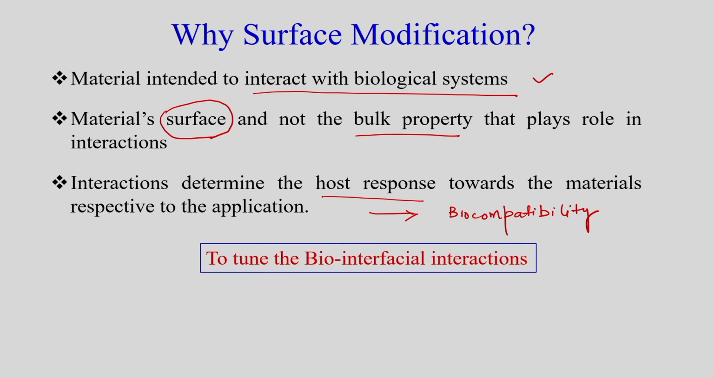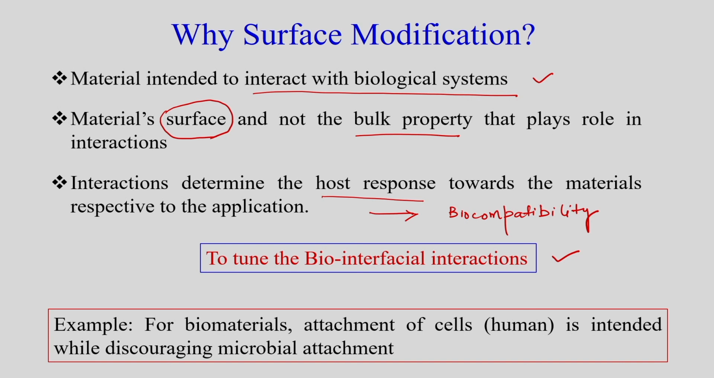So, you can say the overall aim of surface modification is to tune the biointerfacial interactions for an intended application, or to achieve the desired functions. Those desired functions will depend on the type of application. For example, if you have an implant biomaterial, the attachment of mammalian cells is intended, it is desired, but at the same time bacterial attachment, or the attachment of pathogens, is undesired.